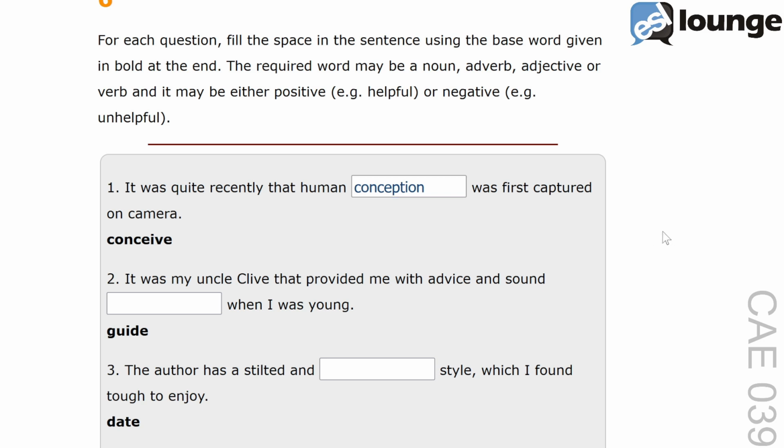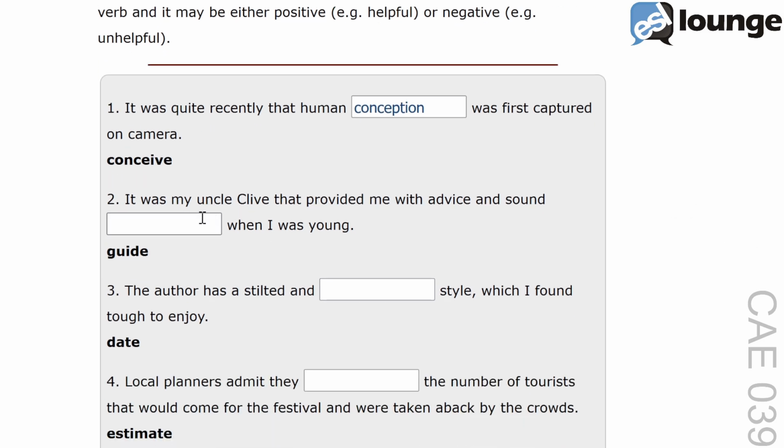Moving on to number 2. It was my Uncle Clive that provided me with advice and sound blank when I was young. The base word is guide. The correct form here is guidance. Guidance is a noun that refers to advice or information aimed at resolving a problem or difficulty. It implies direction and support from someone knowledgeable. For example, her teacher's guidance was instrumental in her academic success.